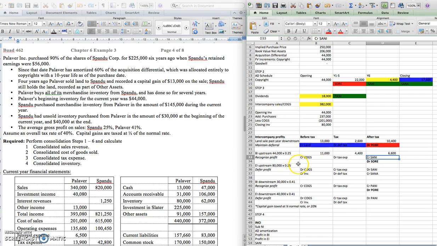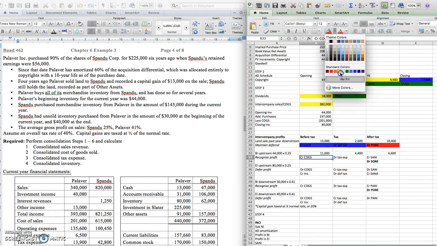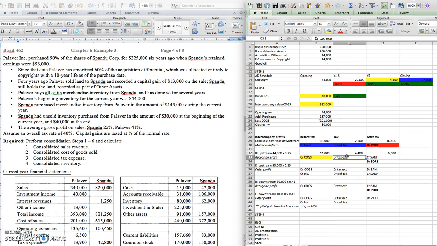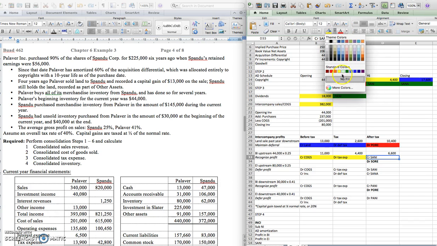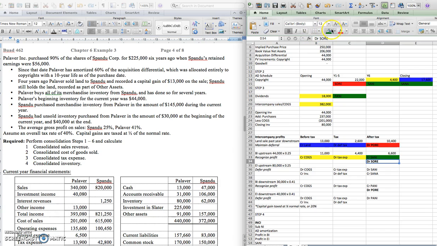Now let's color code these properly. So our COGS, it is going to be yellow as it's impacting the income statement. Our tax expense, also an income statement item. Then our SANI is green, and our SOR is red.